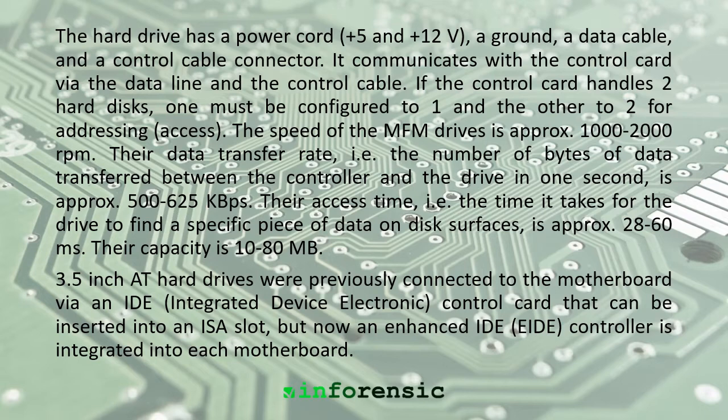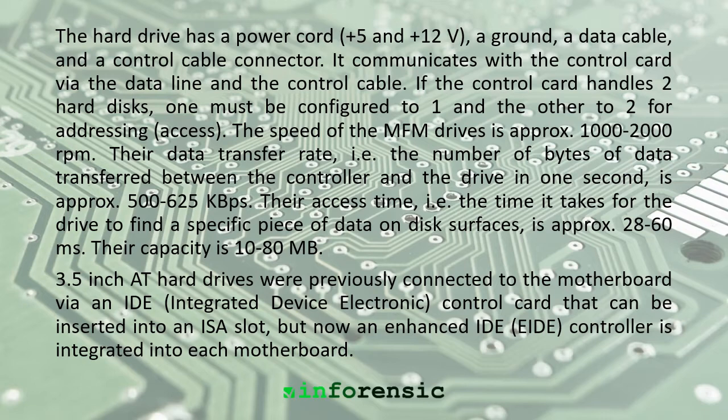1000 to 2000 RPM. Their data transfer rate, i.e. the number of bytes of data transferred between the controller and the drive in 1 second, is approx. 500 to 625 kbps. Their access time, i.e. the time it takes for the drive to find a specific piece of data on disks, is 28 to 60 milliseconds. Their capacity is 10 to 80 MB.